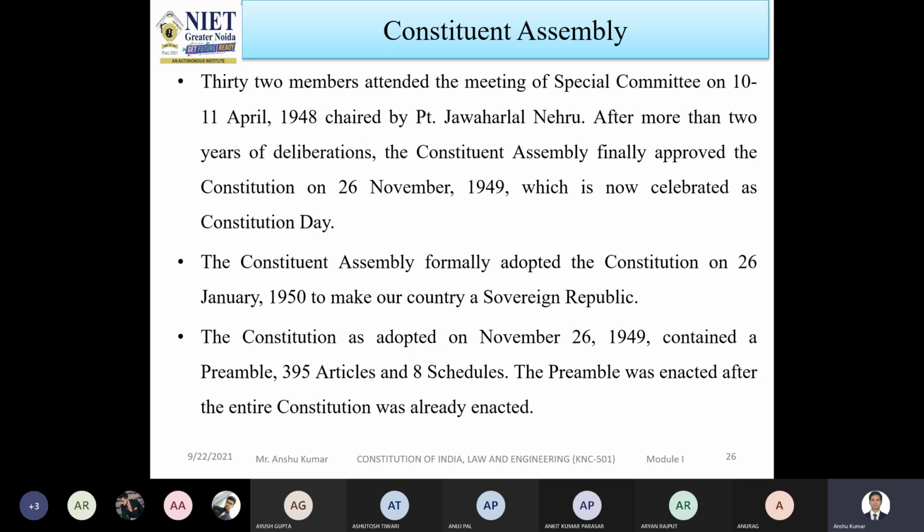Remember this date. Why? On 26 November 1949, it was ready but applied from 26th January 1950. But some of the clauses, some of the laws, were applied from the same day they were approved. And in 2015, the Government of India declared 26th November as National Constitution Day, which is now celebrated as Constitution Day. The Constituent Assembly formally adopted the Constitution on 26 January 1950 to make our country a sovereign republic.